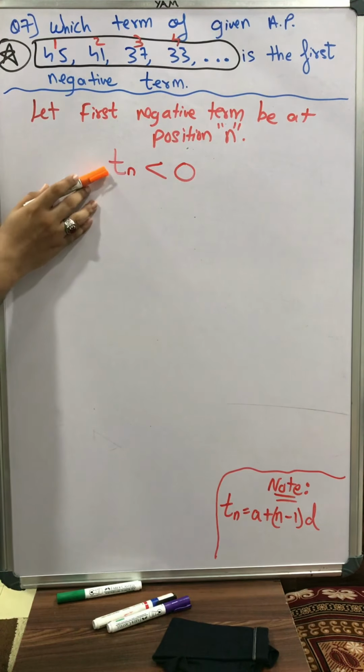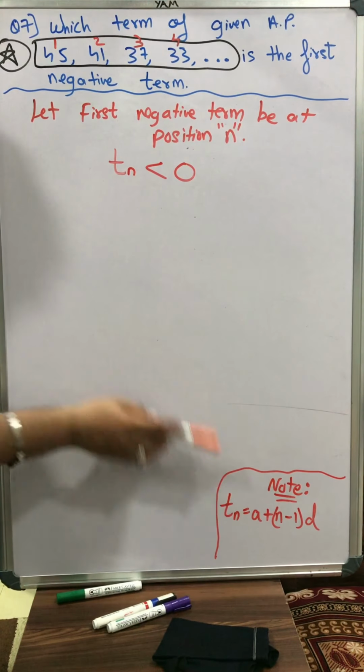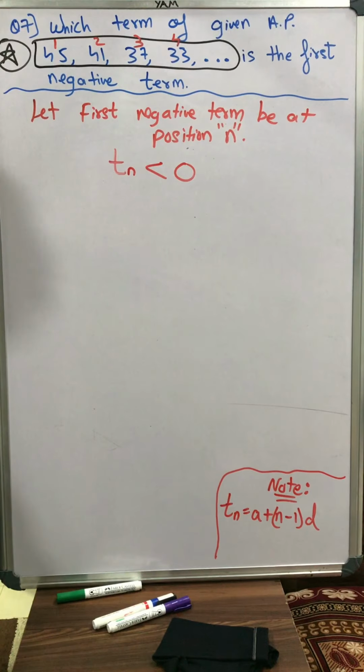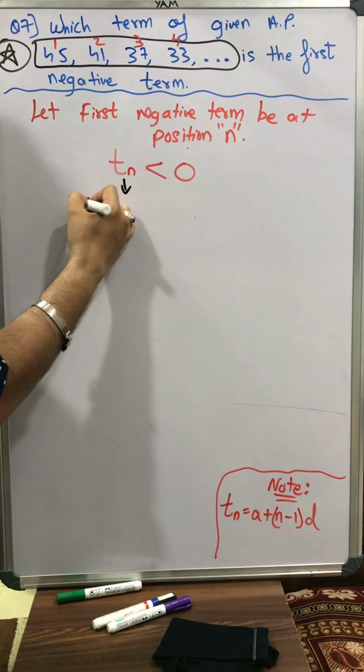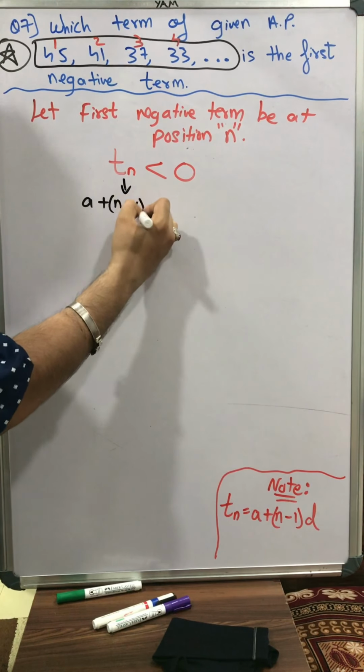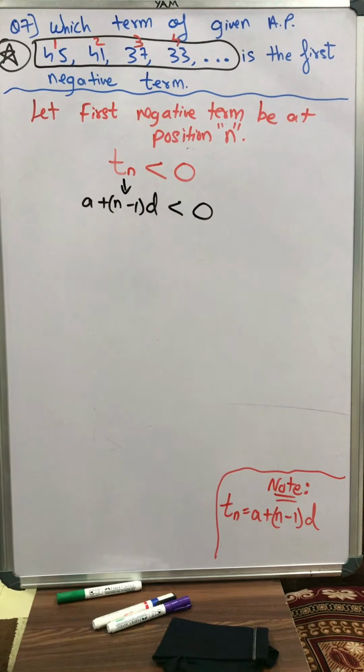Now students, in place of Tn, I'll apply this formula. What's my formula? The formula for Tn is a plus (n minus 1) into d. So in place of Tn, I'll write a plus (n minus 1) into d. This is less than 0. I'll copy it as it is.